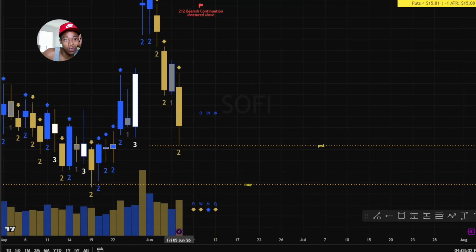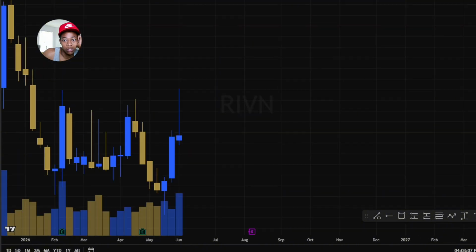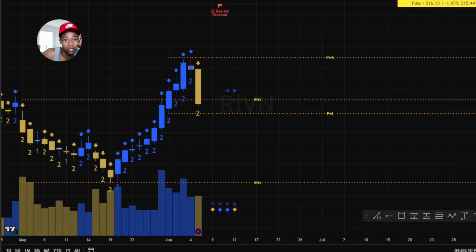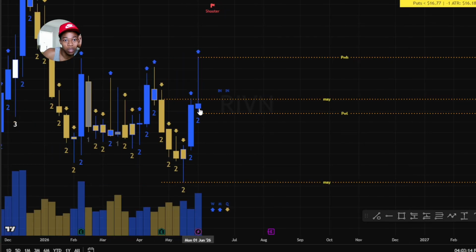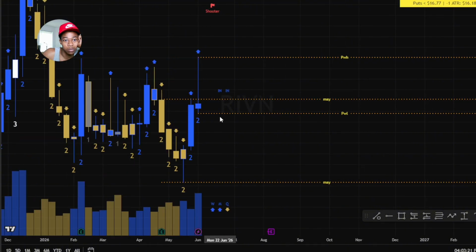And then we got SoFi on the week. This is showing a 3. Yep, leave that alone. See, we got Rivian showing 2 up. Came down, so got a May. We got a shooter on May. Review previous week low.